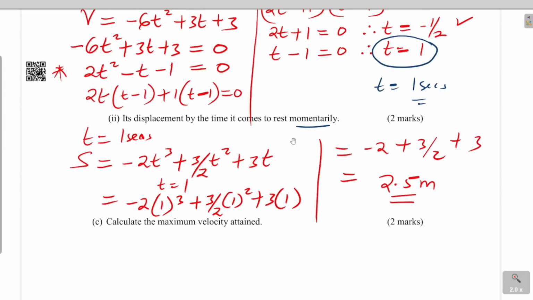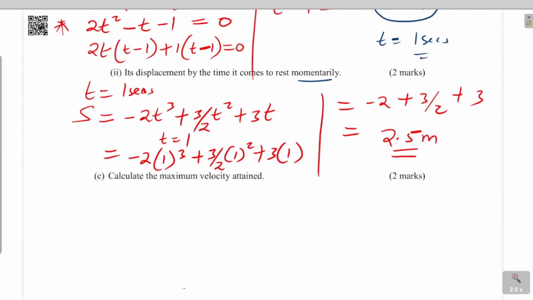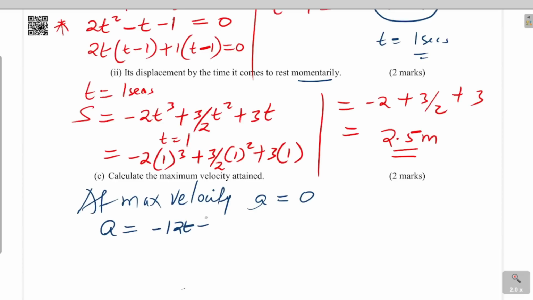Then the last question: calculate the maximum velocity attained. One thing you should know is that at maximum velocity, whether maximum or minimum, acceleration at that point is equal to 0. So you're going to take the expression for acceleration, which you already got, negative 12t plus 3. At maximum velocity, a is equal to 0, so just substitute. Negative 12t plus 3, that is acceleration, should be equal to 0 at maximum velocity.